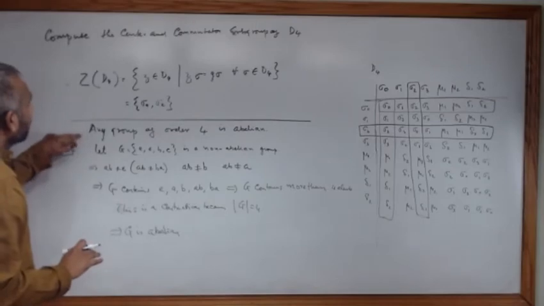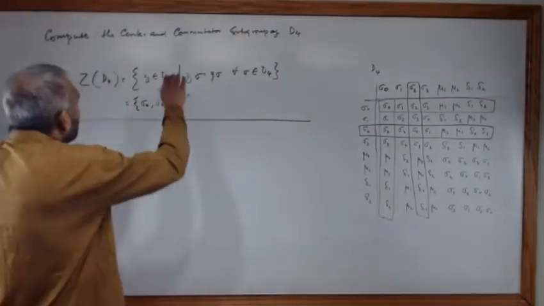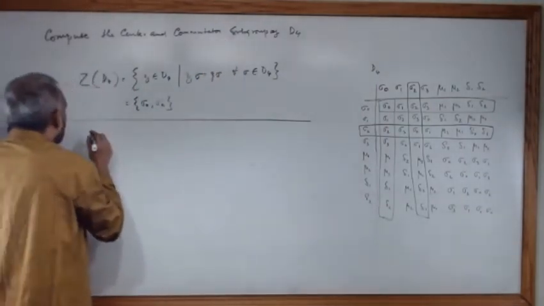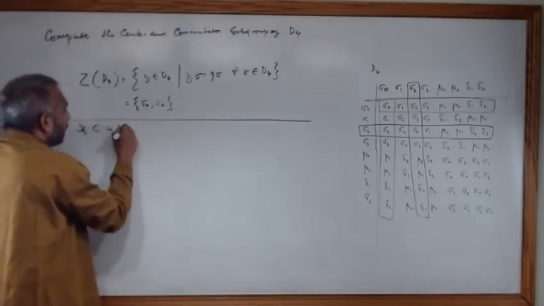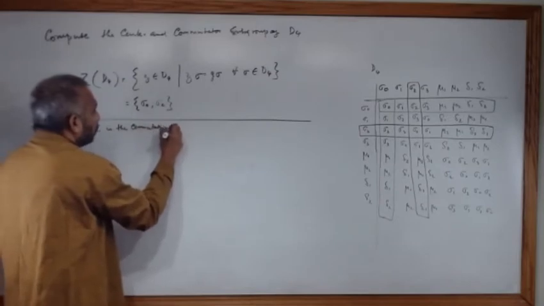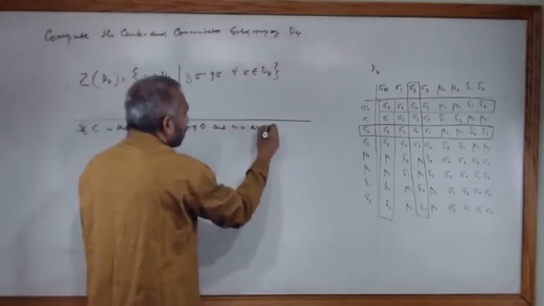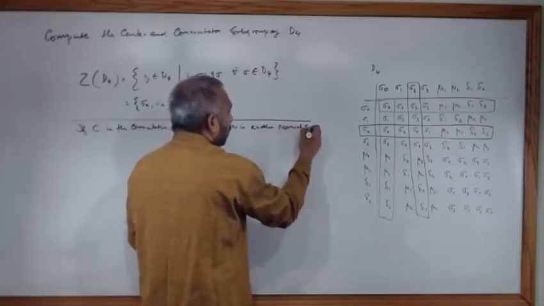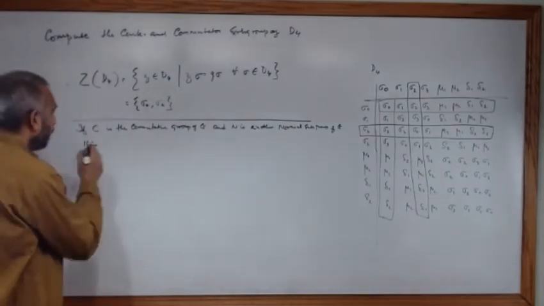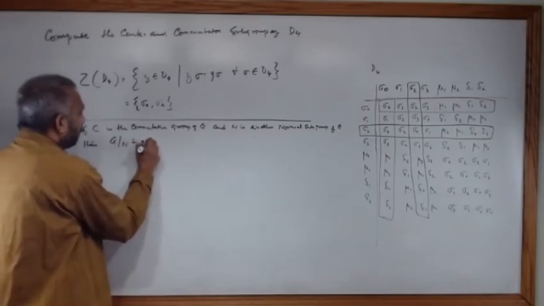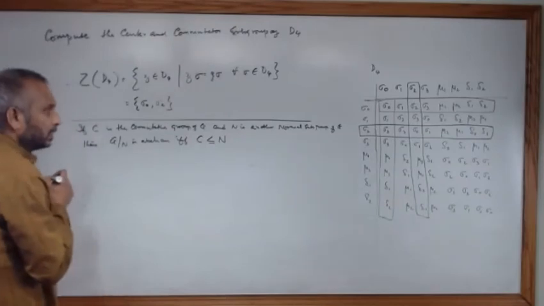We are going to make use of this result to find the commutator subgroup of D4. To find the commutator subgroup of D4, we are going to make use of the result: if C is the commutator subgroup of G and N is a normal subgroup of G, then G over N is abelian if and only if N contains C, or C is a subgroup of N.